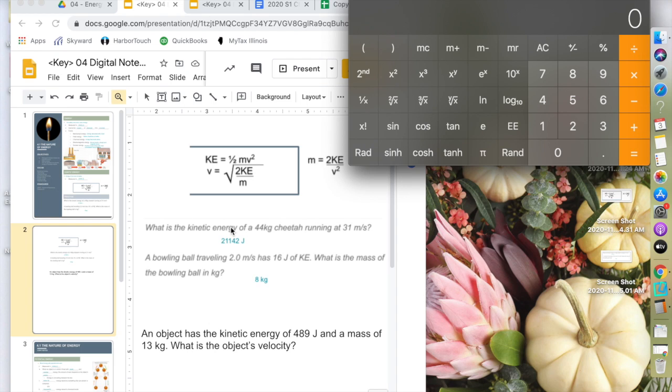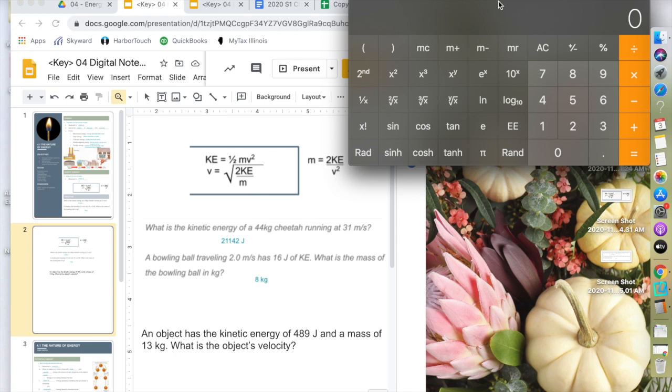So we want to know kinetic energy. So we're going to use this top equation. Kinetic energy equals 1/2 mv squared. Okay, so our velocity, the v, is the meters per second, 31. Okay, and then our mass is 44 kilograms. So when you're putting it into the calculator, you'll want to put in the velocity first and square it.